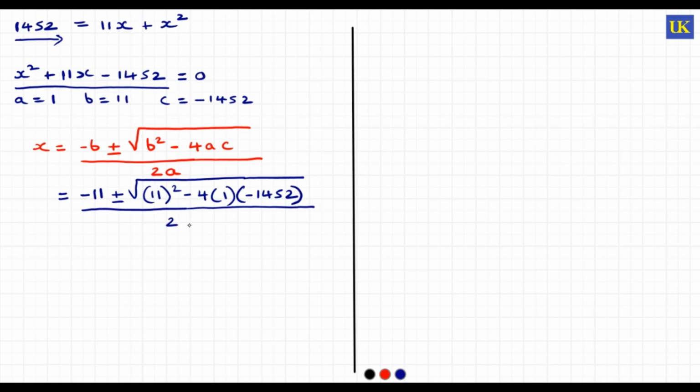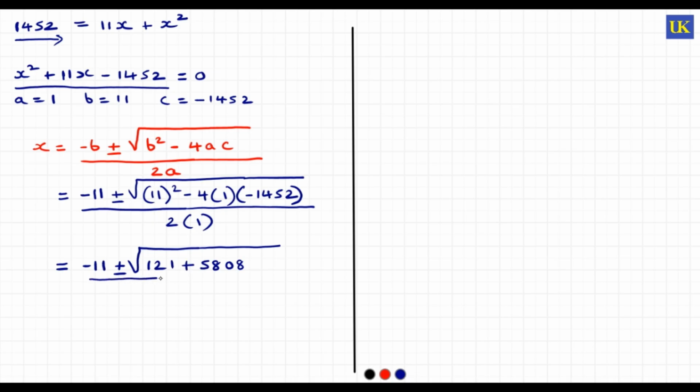Divided by 2 into a value is how much? 1. So I will write 1. Now we will solve this further. So minus 11 plus or minus 11 square is 121. Here 4 into 1 is 4. 4 into 1452 is 5808. And minus into minus is plus. So I will write here plus.